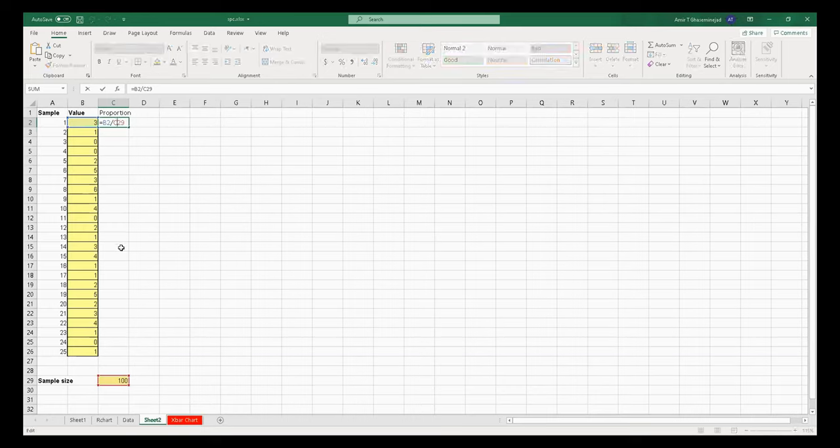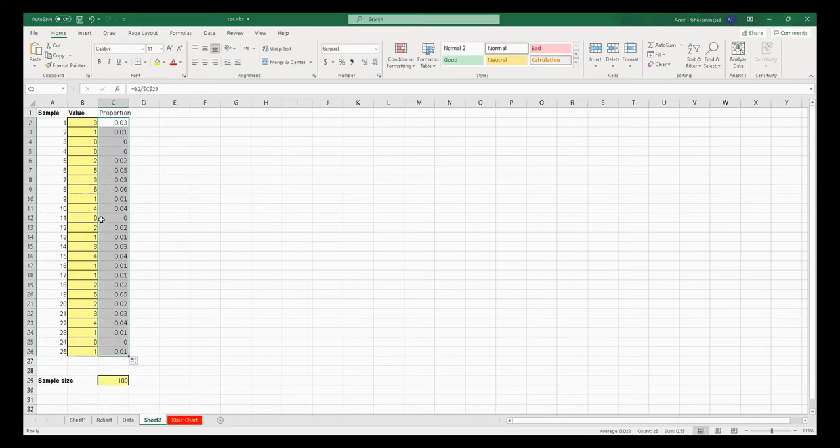I have to always refer to the same cell, C29. Therefore, I press F4. And now I can copy. I have all of the proportions. A lot of times it is just called P or proportion, but I wrote it out so you know why it is called proportion chart or P chart.